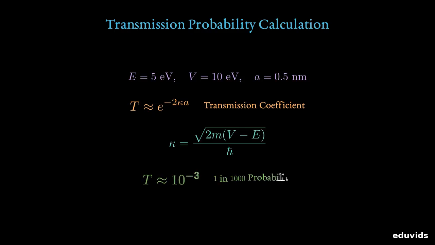When you plug our numbers into this formula, you calculate kappa and then compute the exponential term. The final result for our transmission coefficient is roughly 10 to the -3rd power. This means about 1 in every 1,000 electrons will successfully tunnel through the barrier.